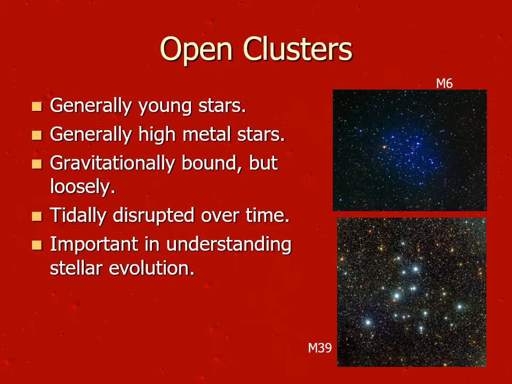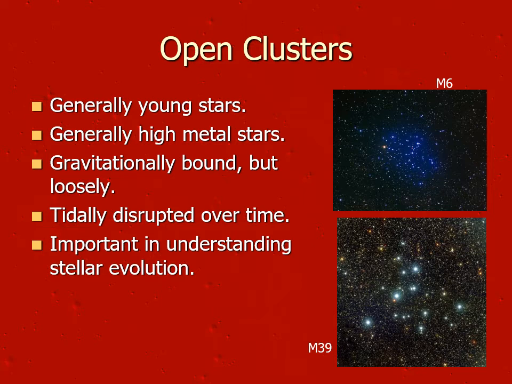But there are others that you can see. So, overview: they're typically young stars, high metal stars. They're gravitationally bound because they formed close enough together. The gravity's holding everything together, but they're loosely held together.